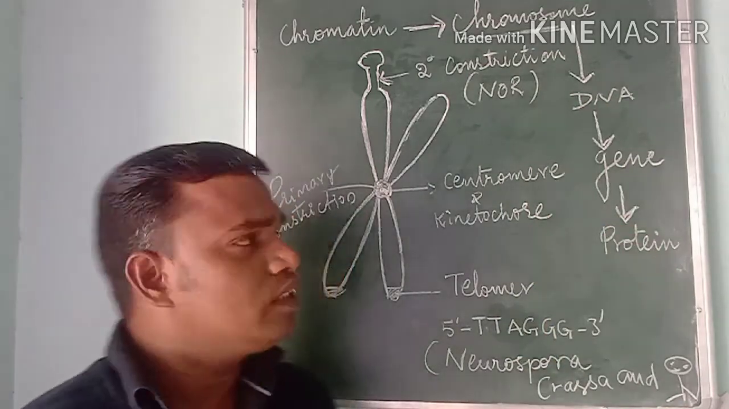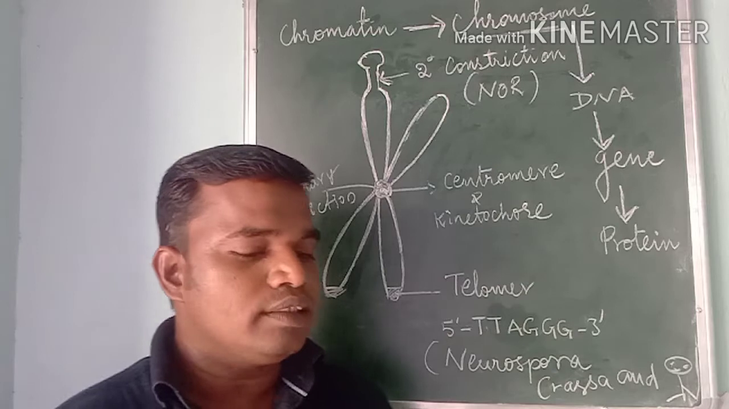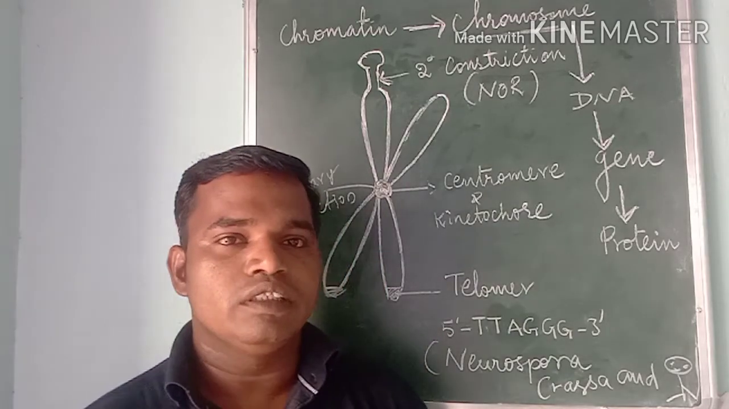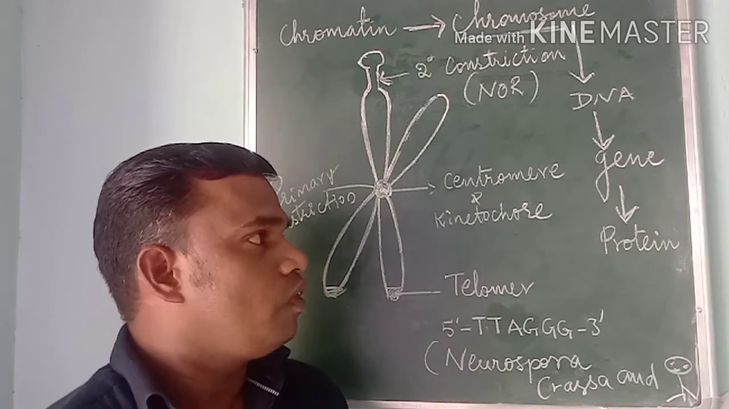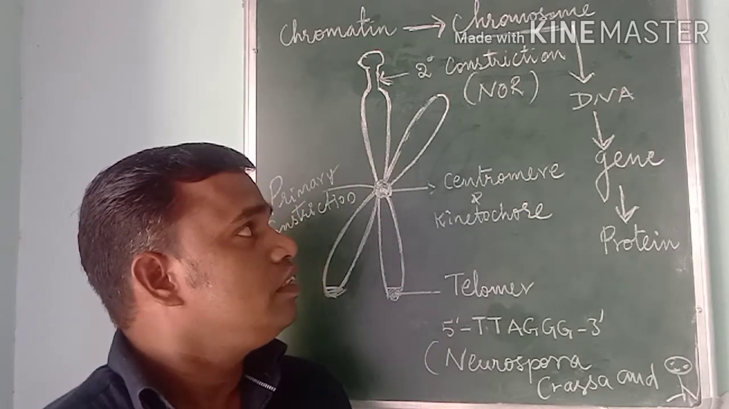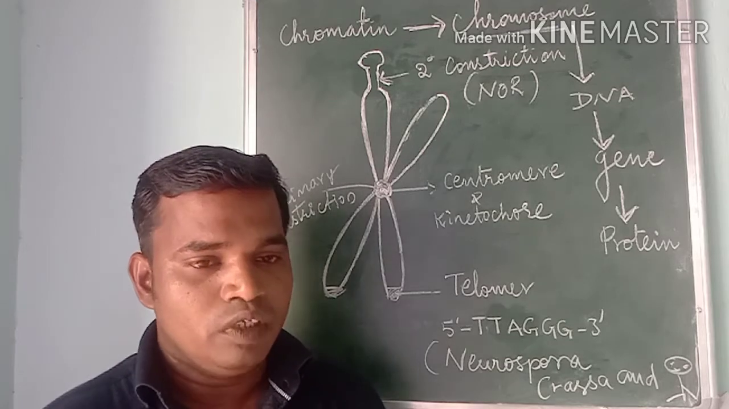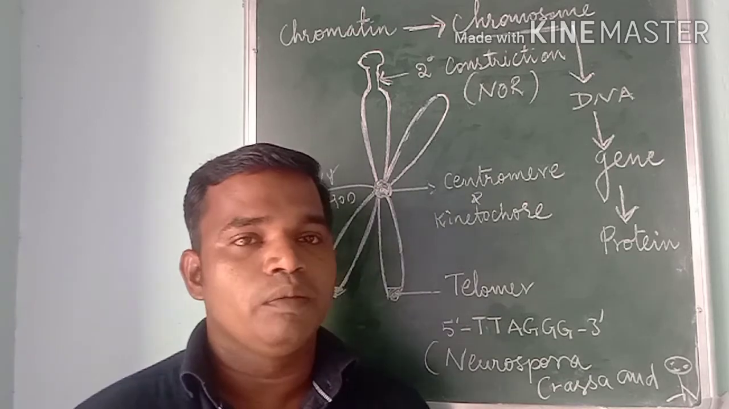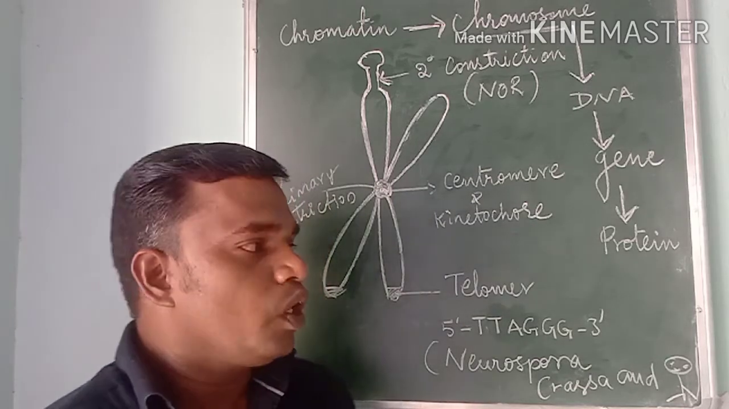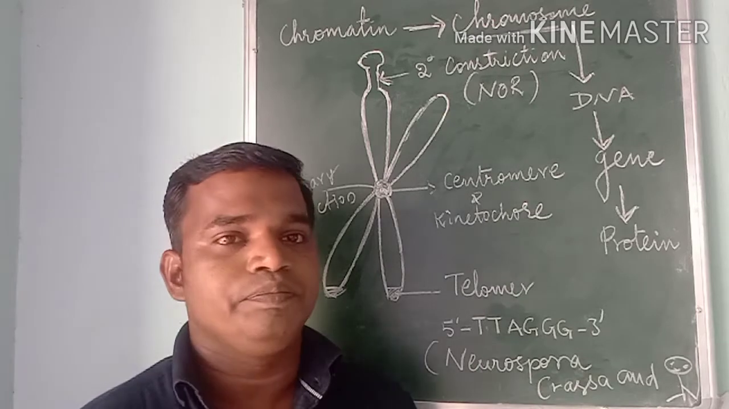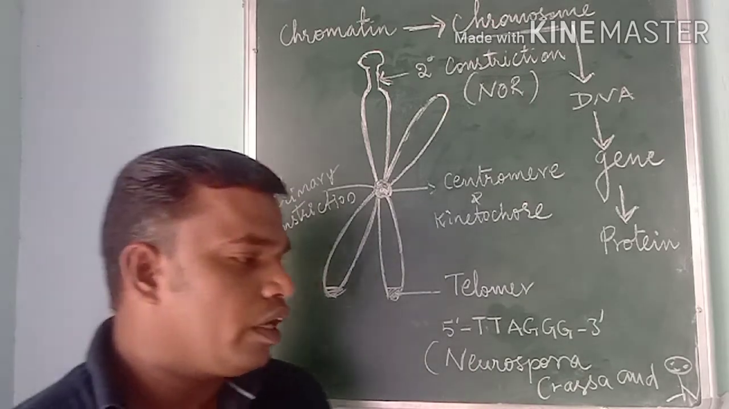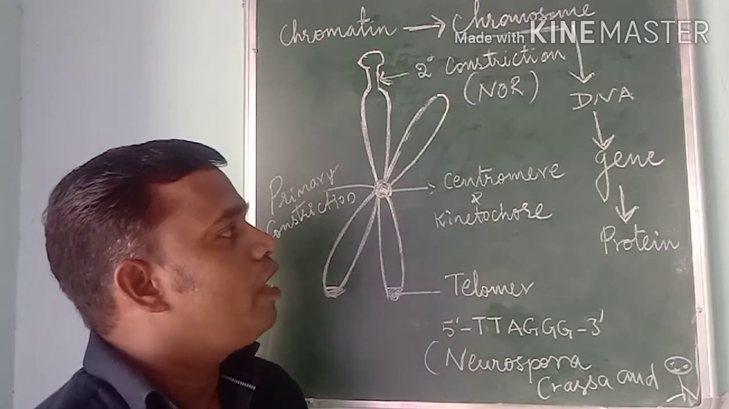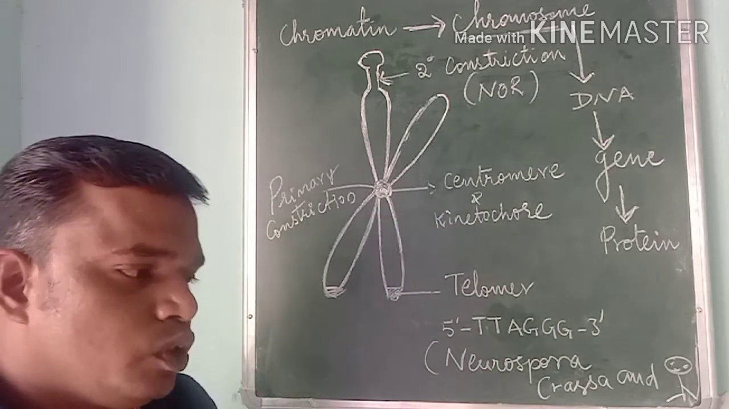And this chromosome, who has given the term chromosome? Waldeyer, he has given the term chromosome. Before him, Strasburger was the person who identified the chromosome in the eukaryotic cell. Okay, let's move on. So the term chromosome is given by Waldeyer.